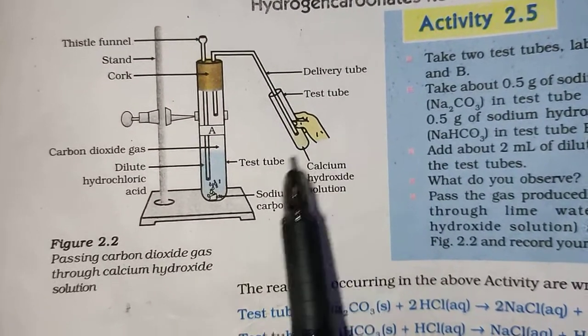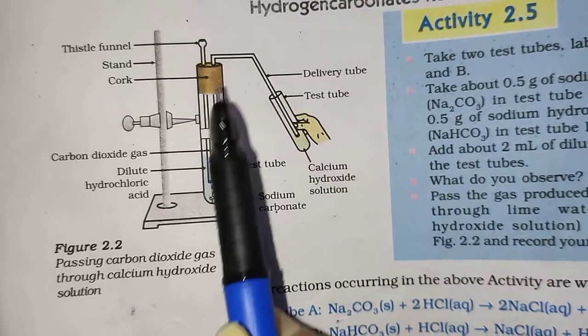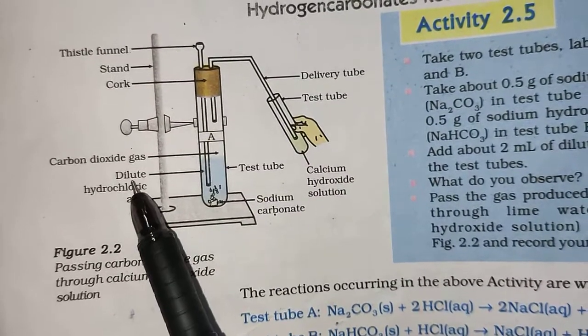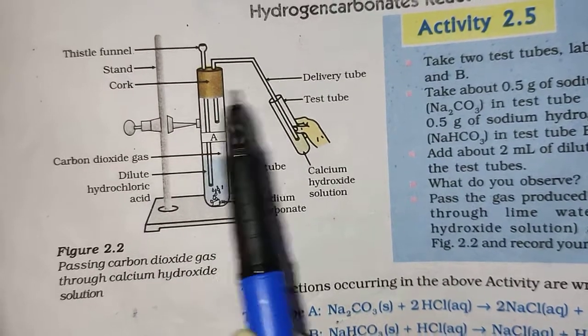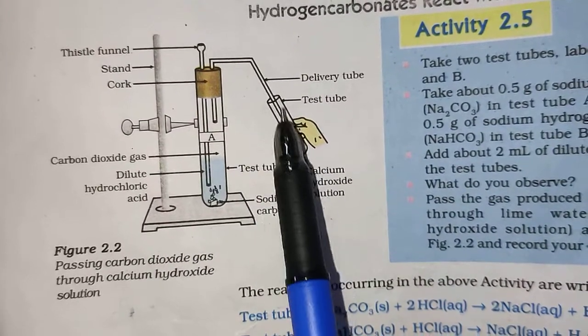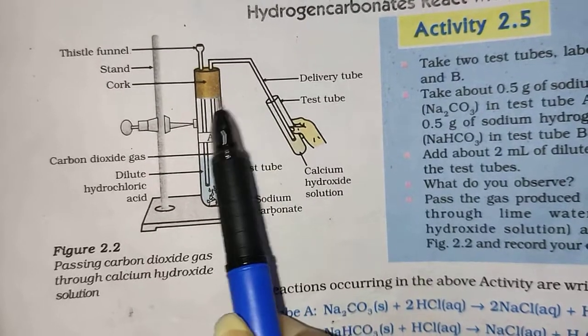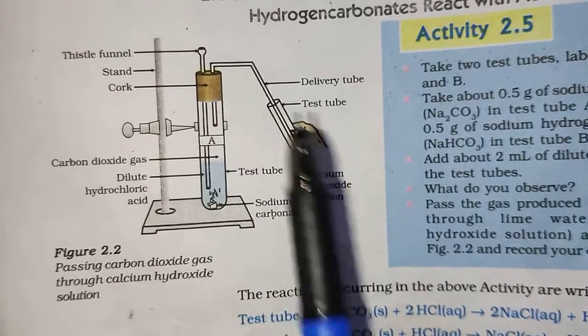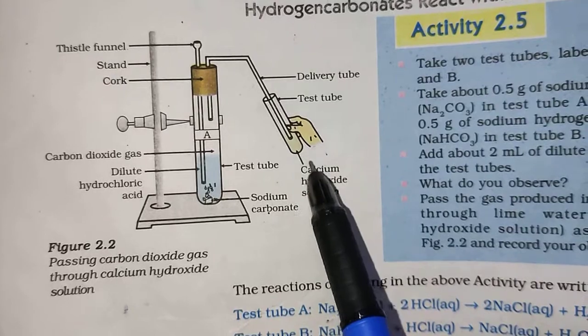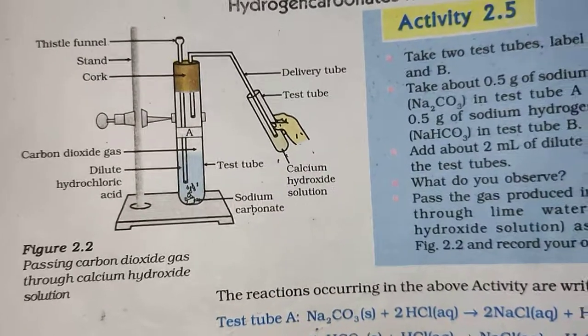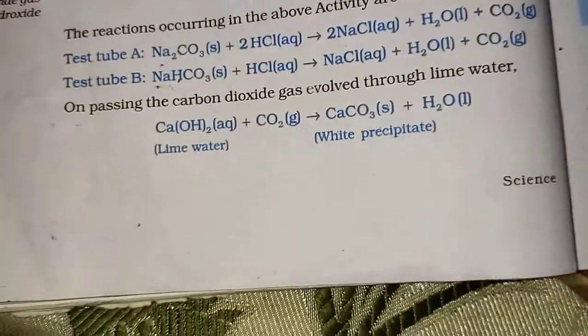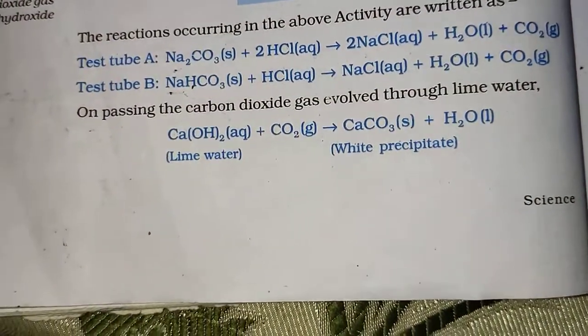So this is an experiment showing that whenever metal carbonates or bicarbonates react with acid, they will form salt, carbon dioxide and water. The carbon dioxide which is produced in this reaction will turn the lime water milky. So this proves the activity.